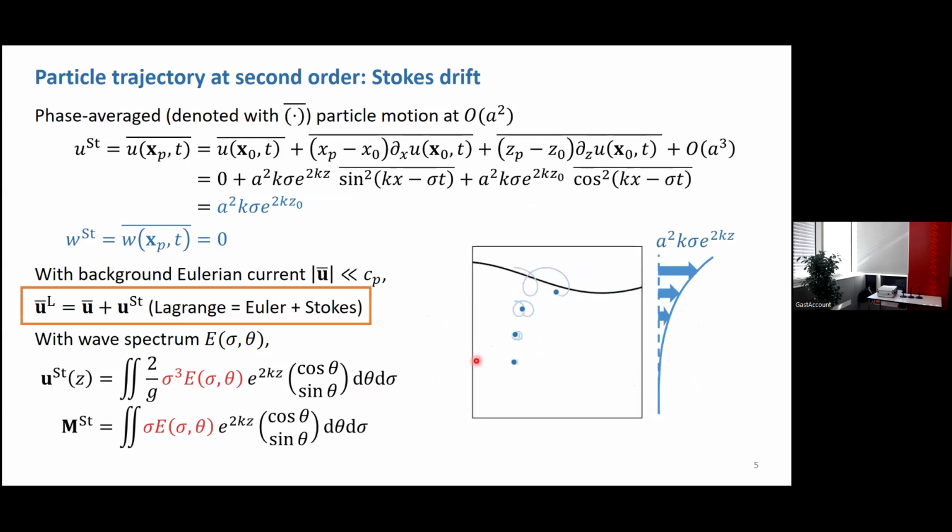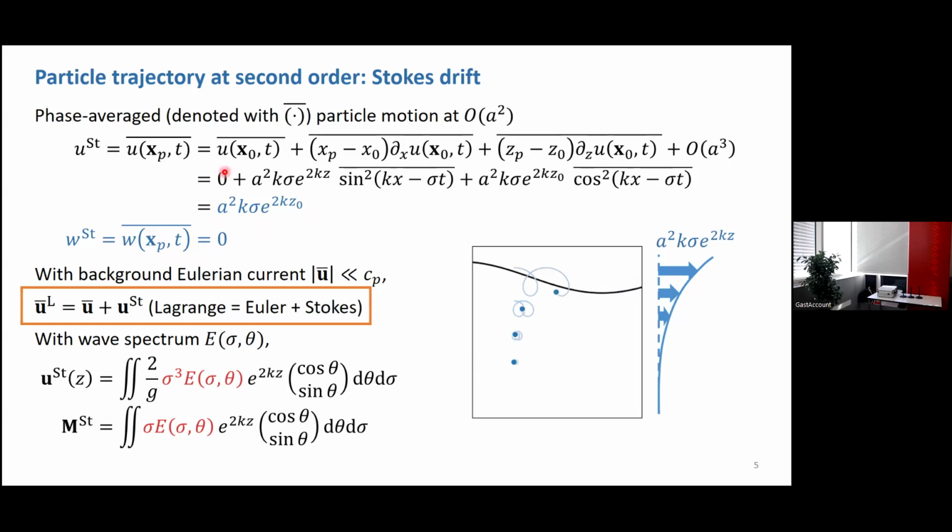If we go up to the second order and also take a phase average over one wave period, we get the Stokes drift. The first order term averages to 0. The second order term is the product of the displacement and the velocity gradient, and it does not go to 0. This is the Stokes drift. We can do the same thing for the vertical component of velocity, and we get 0 up to second order.